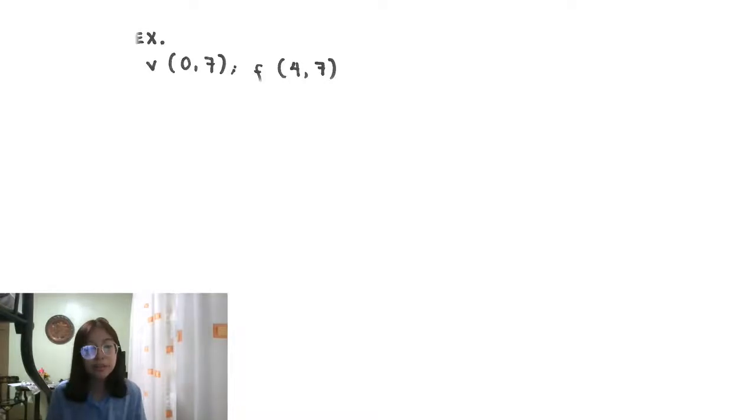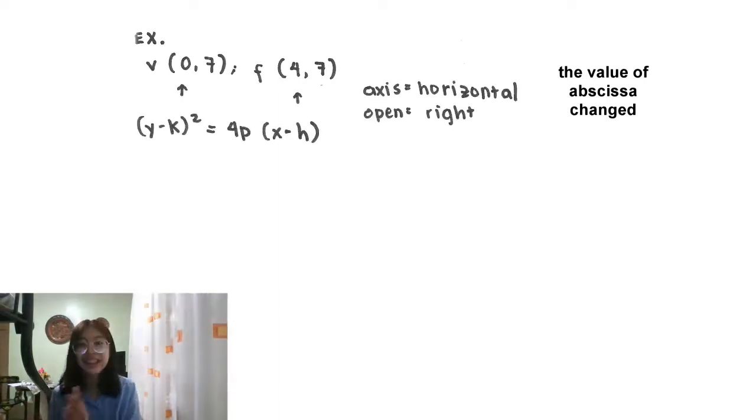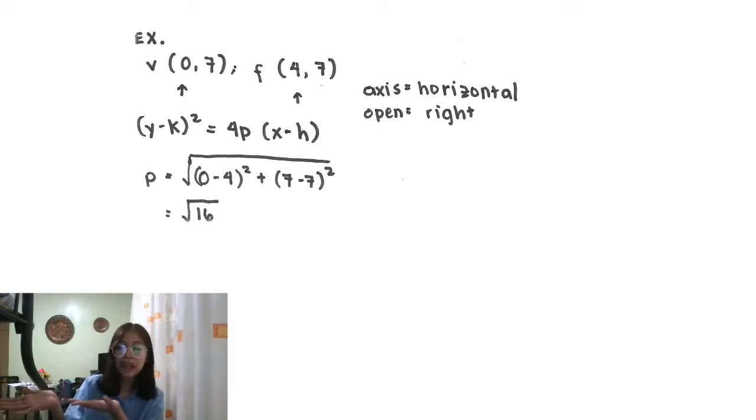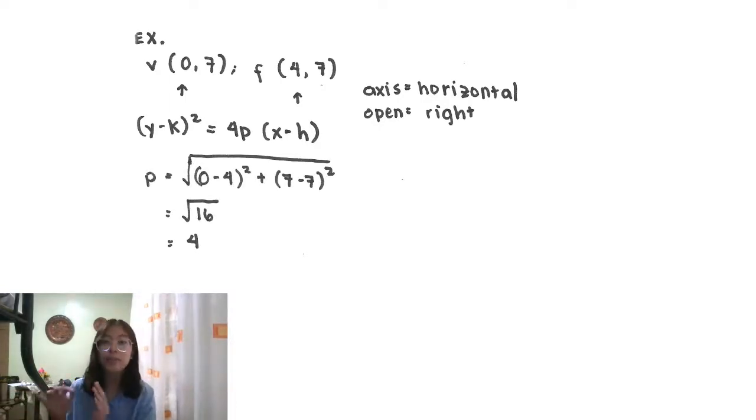In order to get the properties of the parabola, we must get the standard and general formula. Say we have our vertex at point (0, 7) and our focus at point (4, 7). We must first identify the axis, and we know that it's going horizontal. It's horizontal going right. So we must use (y minus k) quantity squared equals 4p times (x minus h). To get p, I usually use the distance formula. So I have this equation right here, and in the end it becomes 4. P is equal to 4.